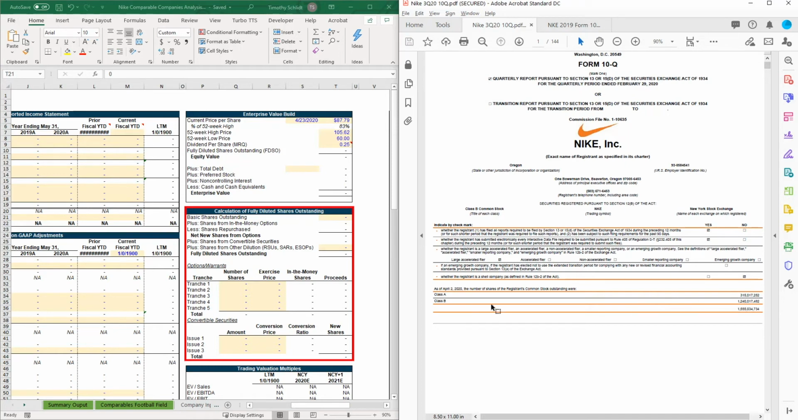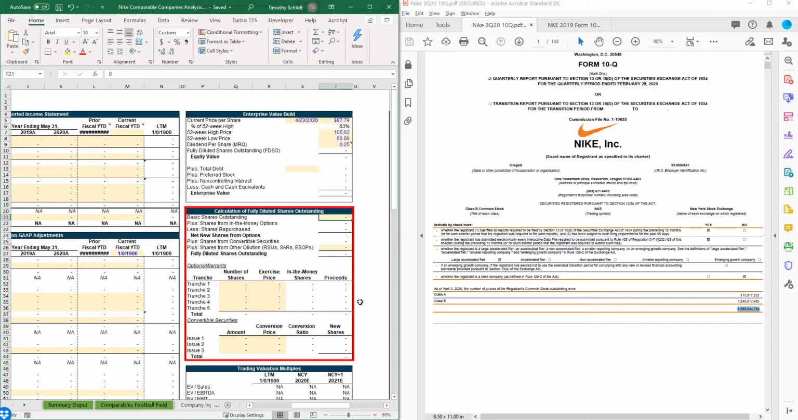And as you guys can recall, whenever there's an instance where we have Class A and Class B shares, you should always include both. Now, in the case of Nike, Class A shares have some special voting rights. They're held by insiders, but for all intents and purposes, just taking the full amount is all you need to get basic shares outstanding. So I've selected this range.